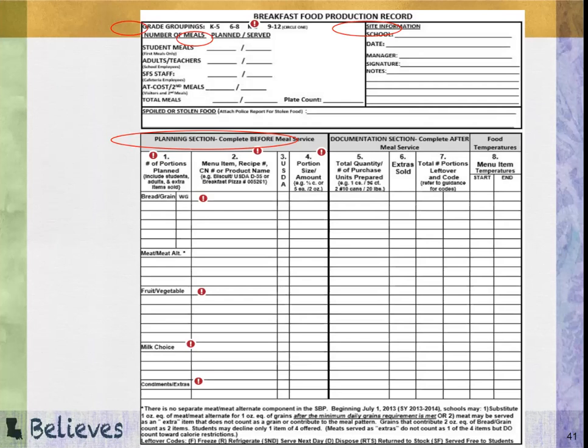Next to the milk choice, often the variety of milk types are not individually listed on the production record. Milk descriptions must include flavor and fat content in order to demonstrate compliance with milk regulations. Condiments and extras are often overlooked when documenting production records. All menu items, including condiments and extras provided during meal service, must be listed on the production record.